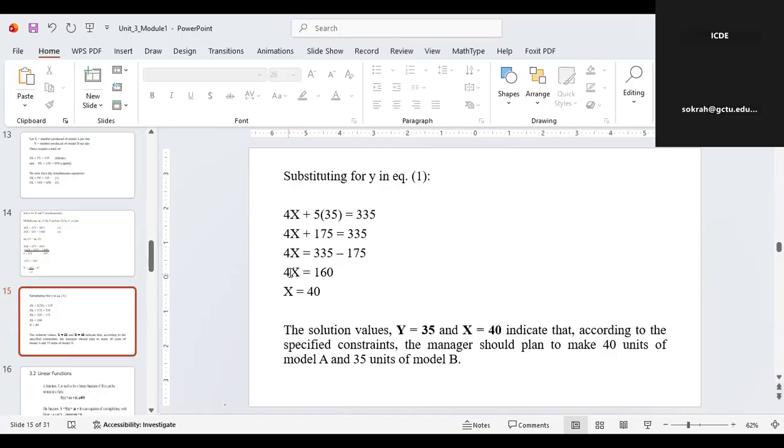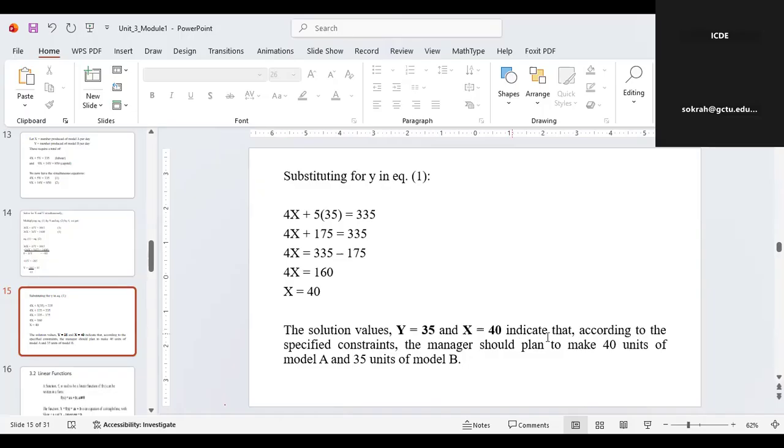We need x, but not 4x. So we divide by 4. 4x divided by 4 gives us x. 160 divided by 4 gave us 40. So now we know the values of x and y. x is 40, y is 35. So the solution values are y is equal to 35, x is equal to 40.